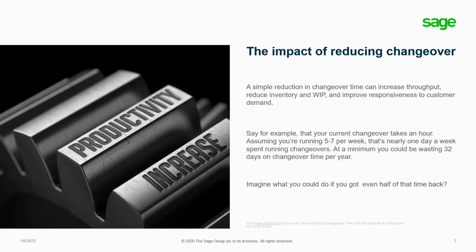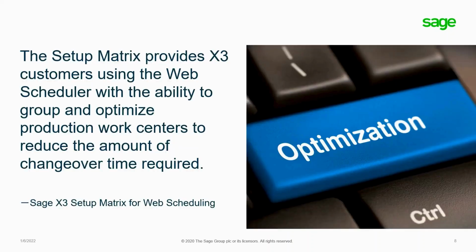Let's review a simple example. Say, for example, that your current changeover takes an hour. Assuming you're running 5 to 7 per week, that's nearly 1 day a week spent running changeovers. At a minimum, you could be wasting 32 days on changeover time per year. Imagine what you could do if you got even half of that back. Sage X3's planning tools can determine the critical attributes and characteristics of work orders so that web scheduling can dynamically optimize the chosen work centers with the intent of reducing changeover time.